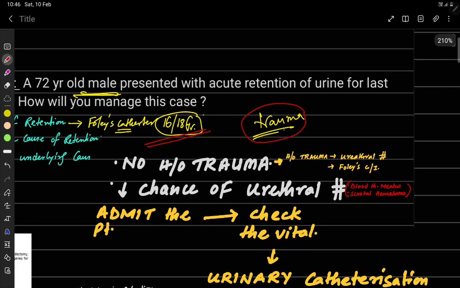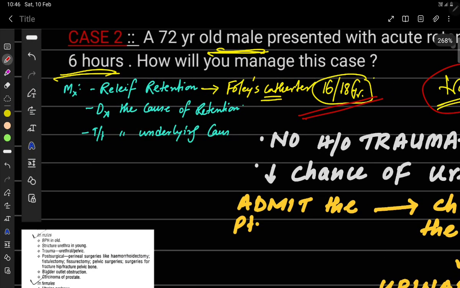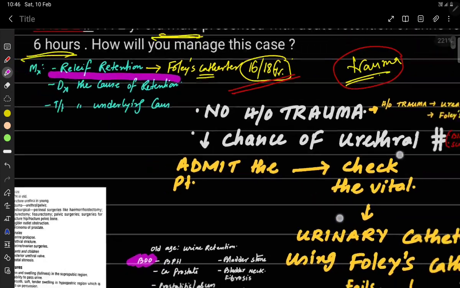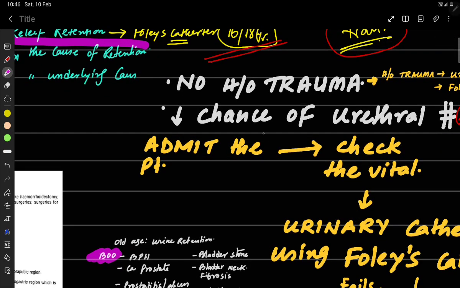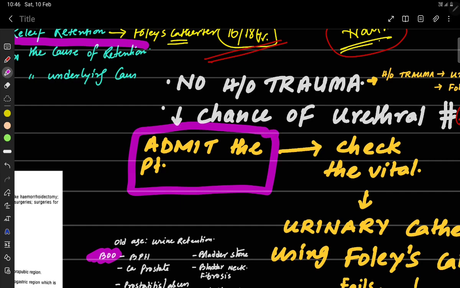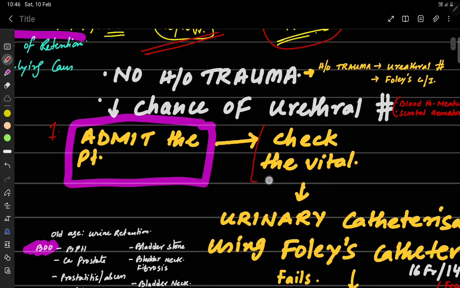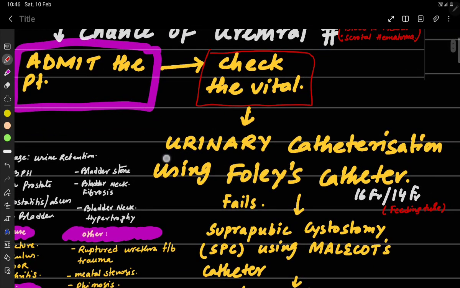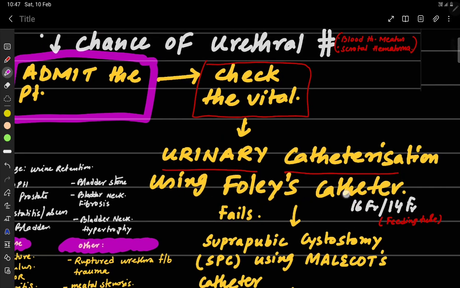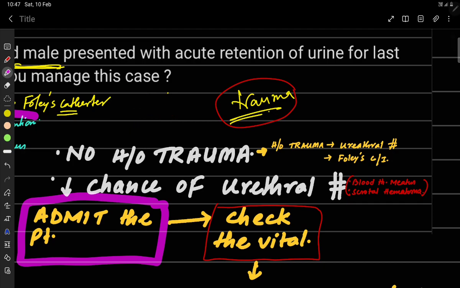Now, specific for this case, to relieve the retention, we have to do the catheterization. First, admit the patient. This is the first step. Admit the patient to relieve the retention of urine. Then check the vitals of the patient. Everything is okay. Then attempt urinary catheterization using a Foley's catheter. Attempt Foley's catheterization using 14 or 16 French. This is not 16 or 18, it is 14 or 16 French.